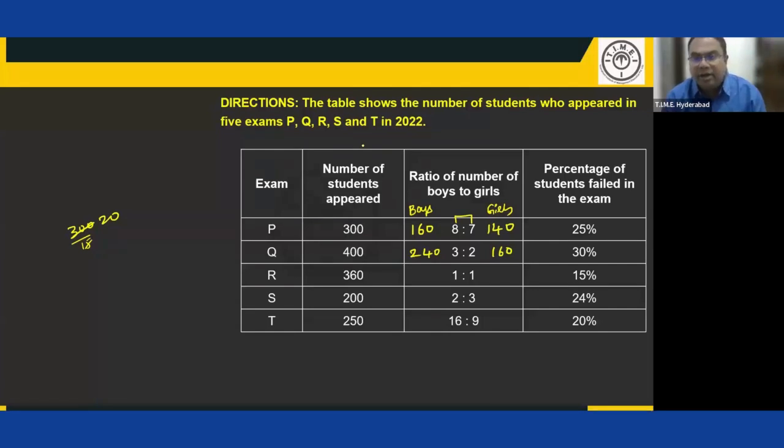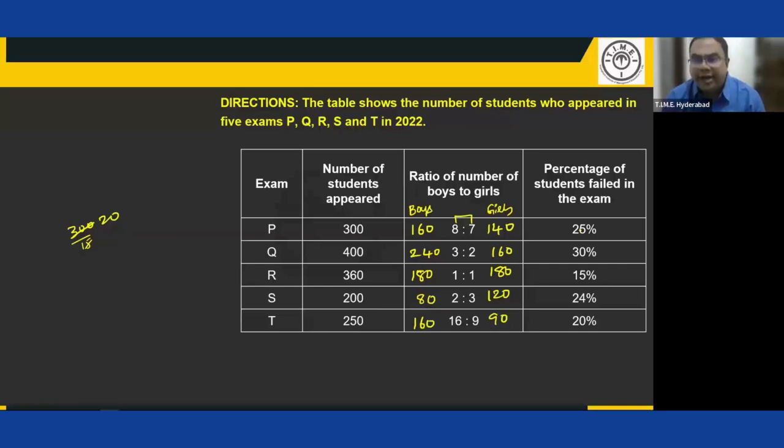Then 1:1 is equal, so 180, 180. For 2:3, 5 parts, 200. 200 by 5 means each part is 40. 40 into 2 is 80, 40 into 3 is 120. For 25 parts, each part is 10, so 160 and 90.